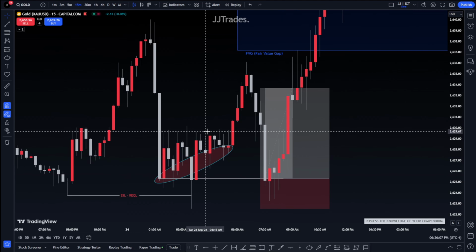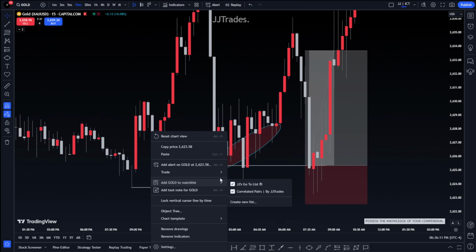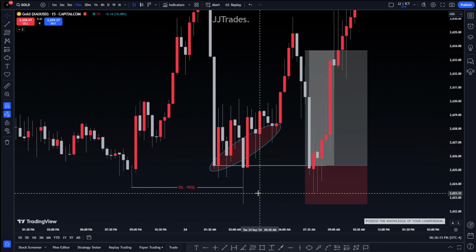But that's liquidity injection right there. Whenever price takes out a low and accumulates. Oh my god, my mouse is tripping out. Why does it do this? I hate that so much.